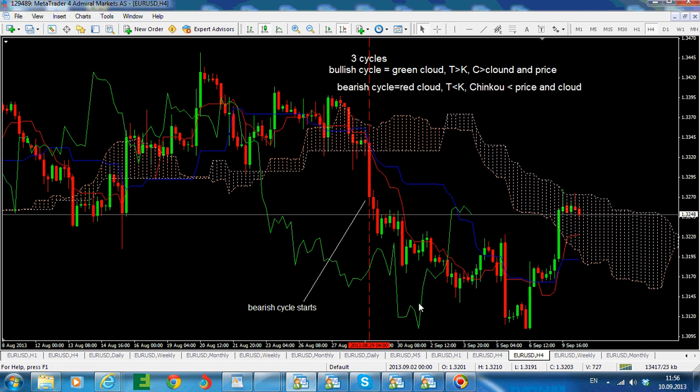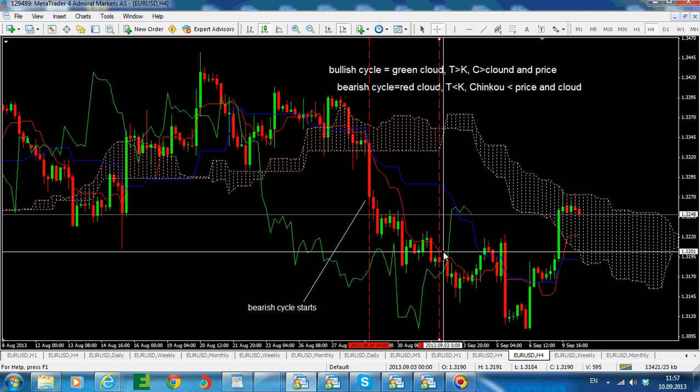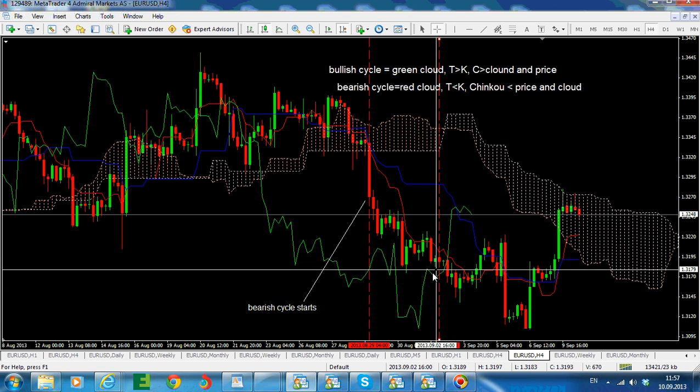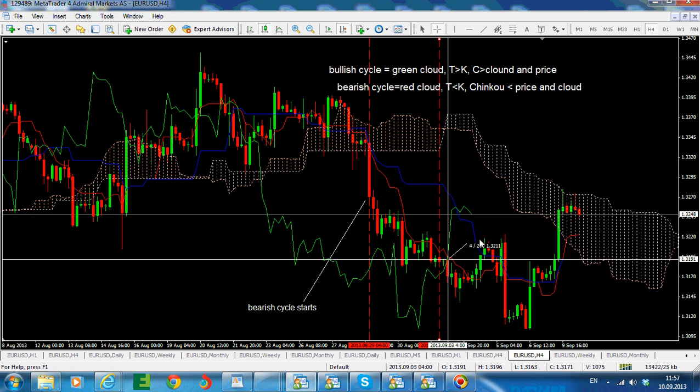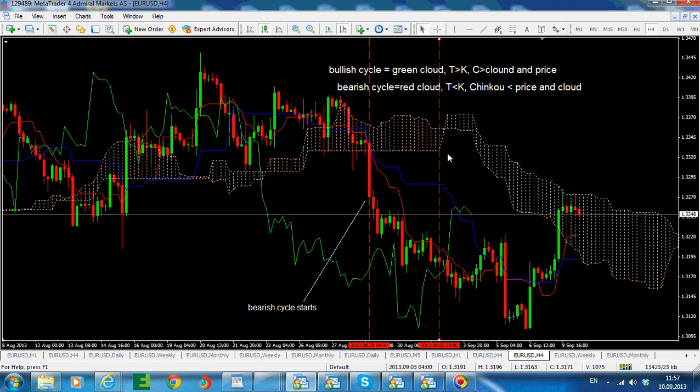And it keeps going. The bearish and bullish cycles are trending cycles, and such a cycle keeps going as long as conditions stay the same. In this case, the conditions stay until Kinko is closing above the price. So Kinko closing above the price right here, 26 periods from now, and this is the moment where the bearish cycle still exists and it is still valid.